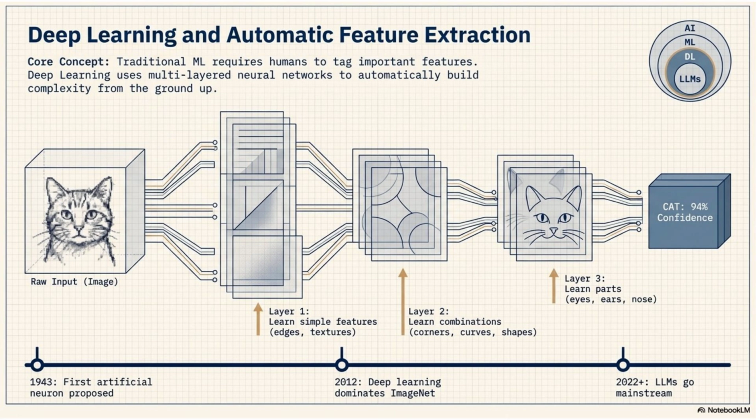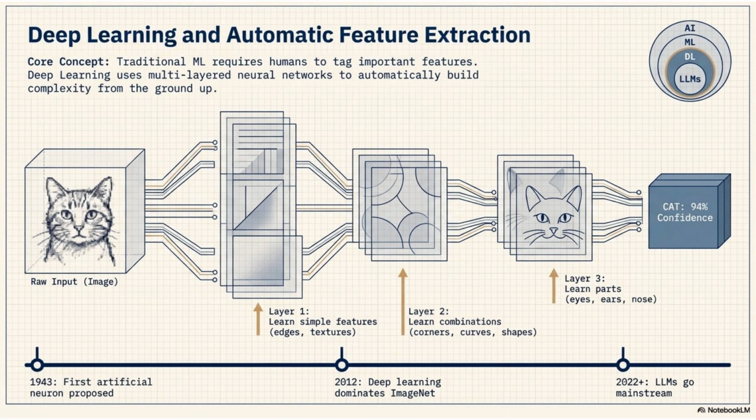Layer 1 learns simple features, edges and textures. Layer 2 combines those into corners, curves, and shapes. Layer 3 assembles those shapes into recognizable parts like eyes, ears, and a nose. And by the final layers, the network recognizes the whole object. Cat, 94% confidence. We call it deep because these networks can have dozens or even hundreds of layers, each building increasingly abstract representations. That depth allows them to solve incredibly complex problems like language translation, medical imaging, and autonomous driving.